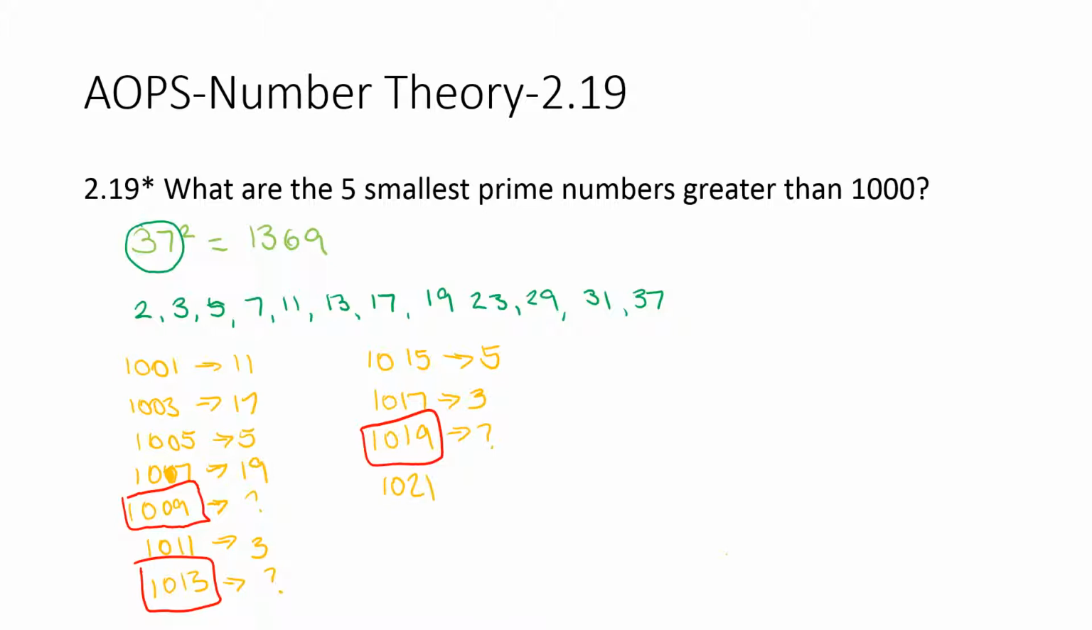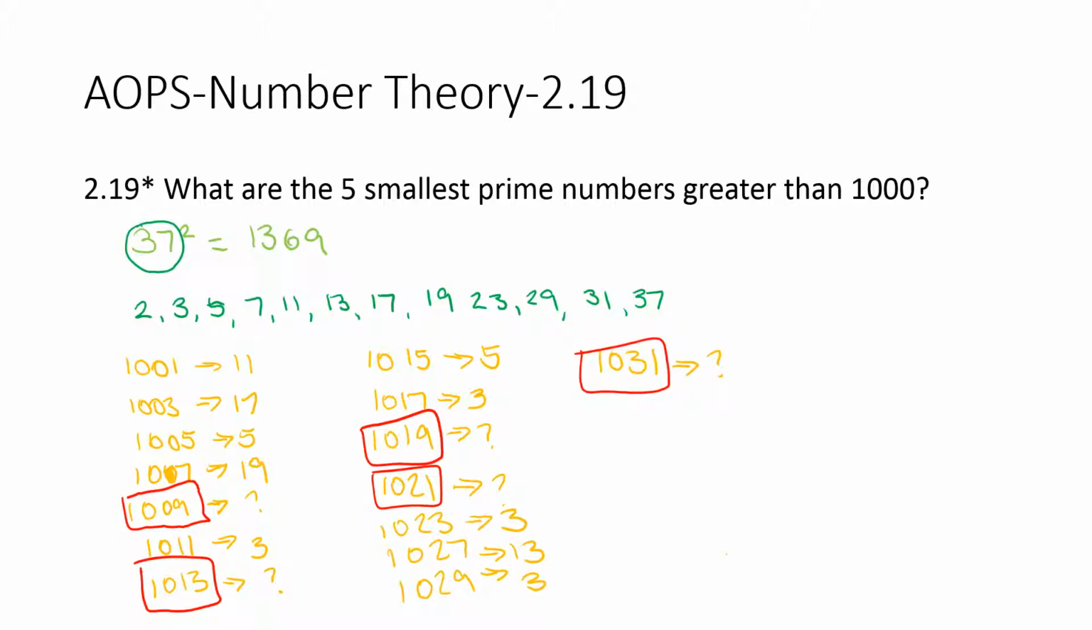1021 is also divisible by none of them, and 1023 is divisible by 3, 1027 is divisible by 13, 1029 is divisible by 3, and 1031 is divisible by none of them. So it's also a prime number.